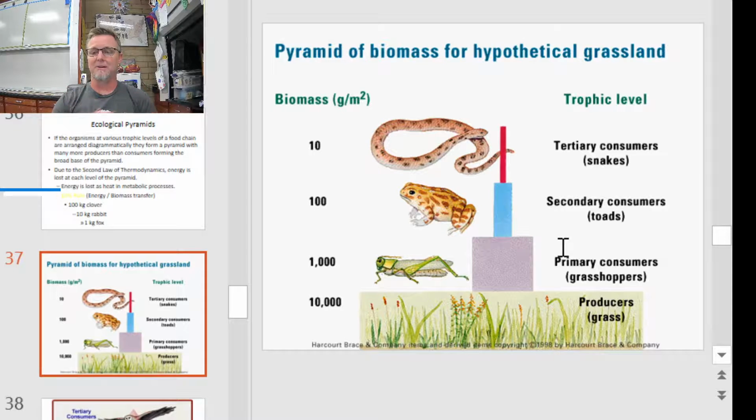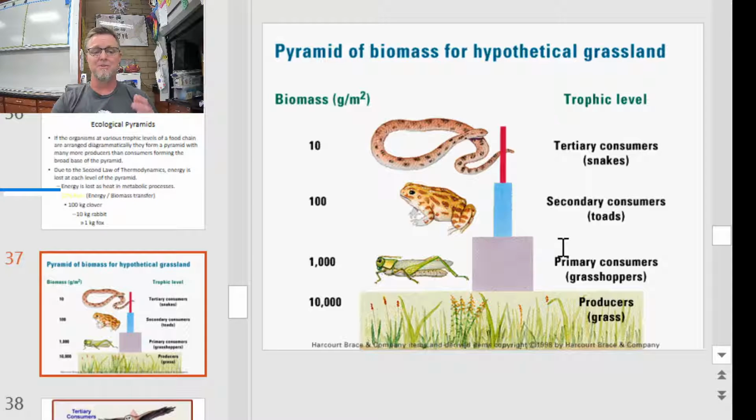Here's another way to look at it. This is a biomass of hypothetical grassland pyramid. Down at the bottom, you see your producers. Your biomass is around 10,000 grams per meter squared, right? Which can only support about 1,000 grams per meter squared of grasshopper, 100 grams per meter squared of frog, and 10 grams per meter squared of snakes.